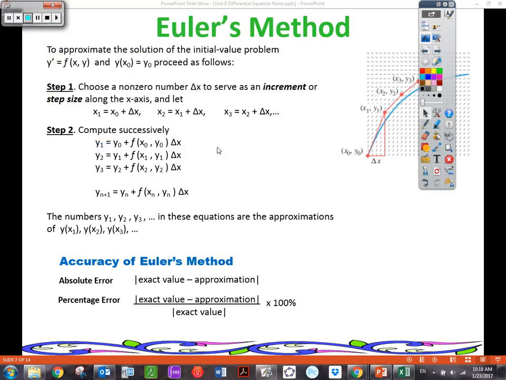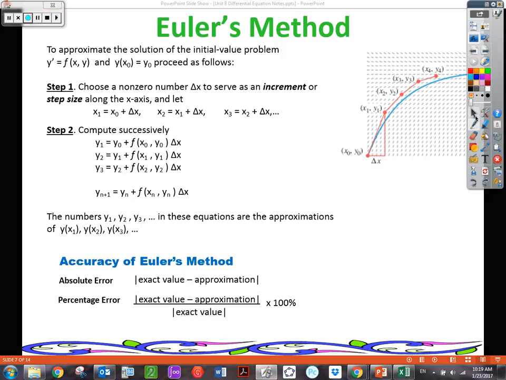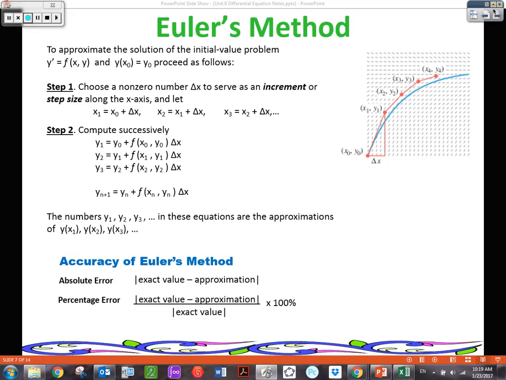Okay guys, let's take a look at today's lesson. It's on Euler's method. So let's move this out of the way. What I would like to do is talk about Euler's method and at the same time remind you what linear approximation is, because we still have a little bit of issues with linear approximation.